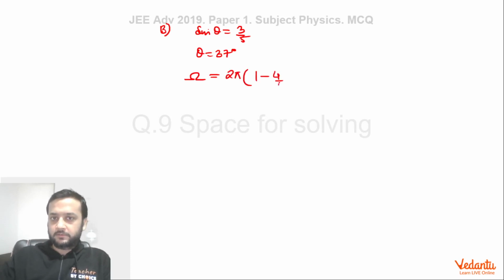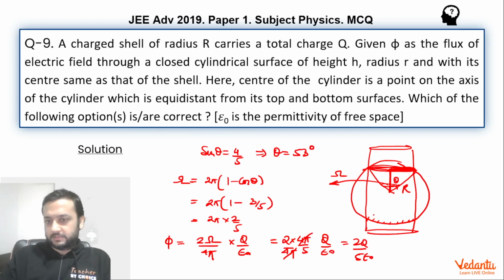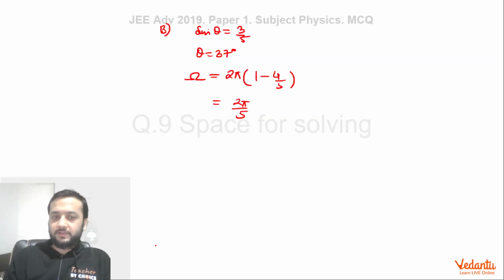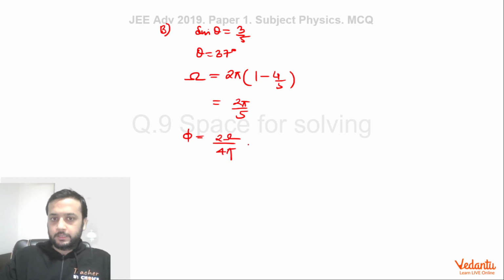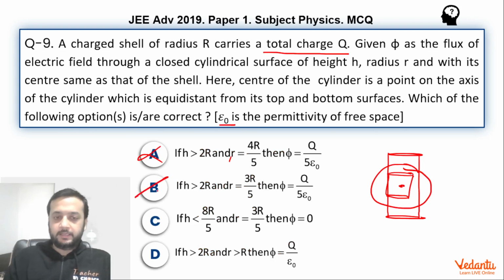2 pi into 1 minus 4 by 5, which makes it 2 pi by 5, right? Hence, again, this same amount of omega will be separated by this part of the shell. So phi will again be 2 omega upon 4 pi into q upon epsilon naught. So this becomes 4 pi upon 4 pi by 5, so basically 1 by 5 will come and 4 pi will cancel out. So we are going to get q upon 5 epsilon naught, which matches with option B, right?